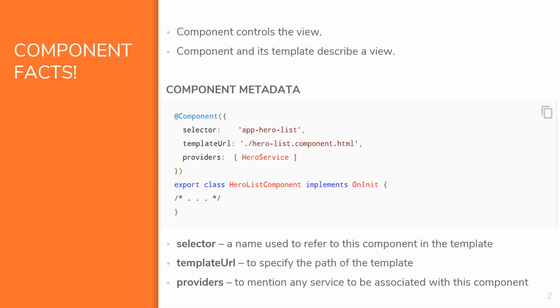The second one is templateUrl. templateUrl is a property where you give the path to your HTML file. Alternatively, you can use template, which is an inline option. If you write all the HTML inside the metadata itself, you could do that as well, but that is not recommended, and it does not work for a large application.